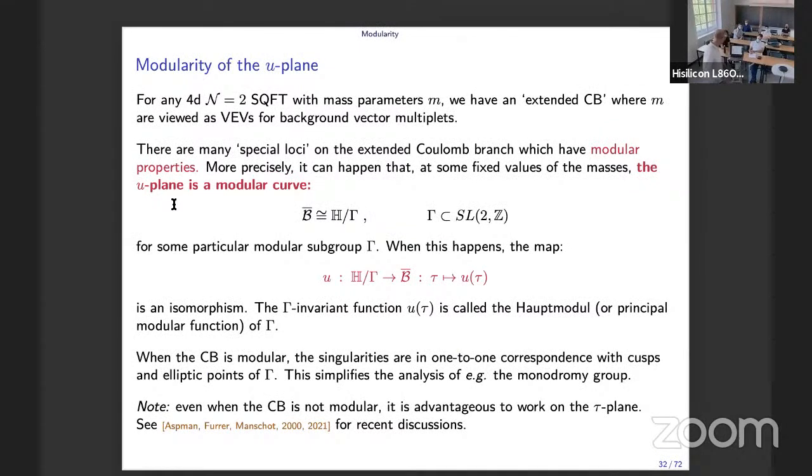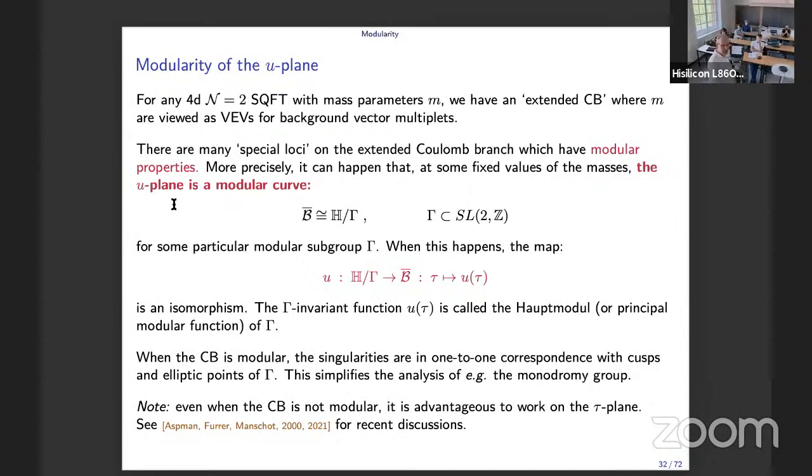So another ingredient that I will briefly flash is the role of modularity in this story. So many loci, by no means all, I mean, it's not generic, but in some sense many interesting ones, on this extended Coulomb branch, many special loci have so-called modular properties, meaning that in many interesting cases, the Coulomb branch is a modular curve.